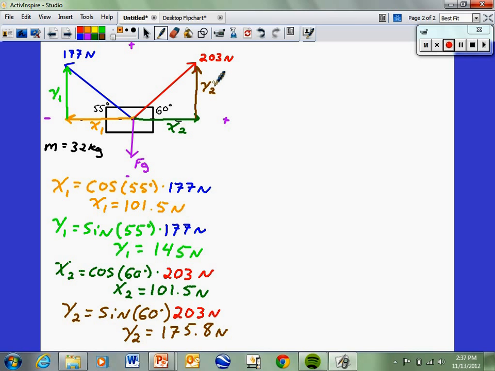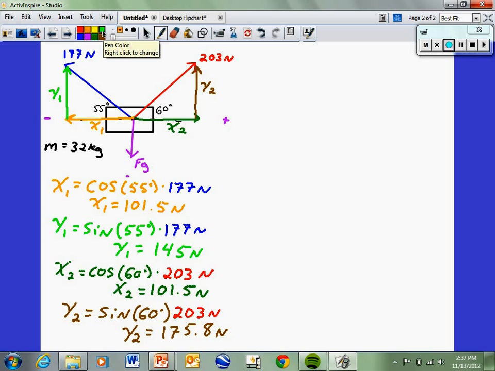Step 3 is finished. Step 4 is adding up my x forces and my y forces to find the acceleration of this couch. Now the x forces, x2 is 101.5 to the right, x1 is 101.5 to the left. They will cancel each other out, meaning there's no left and right acceleration of the couch, so I can skip the left and right. So we're going to worry about the up and down.